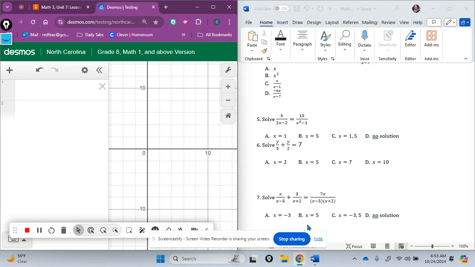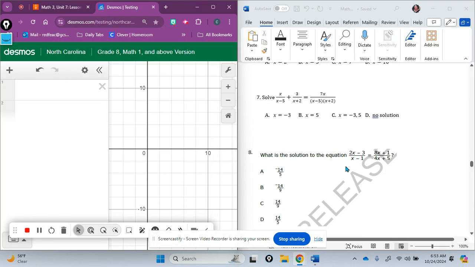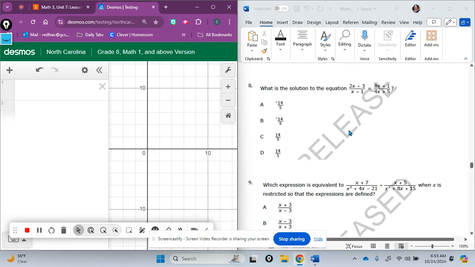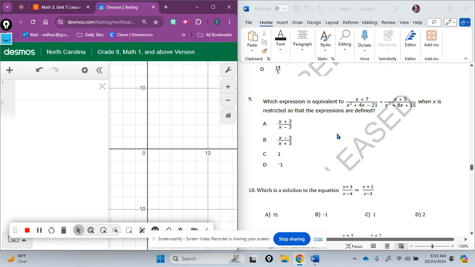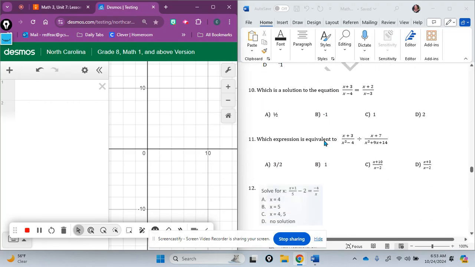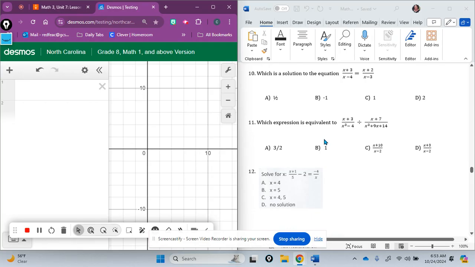Try number 6. And for number 6, you should have gotten D. Number 7, you should have gotten A. Number 8, you should have gotten D. Number 9, you should have gotten A. 10, you should have gotten A.